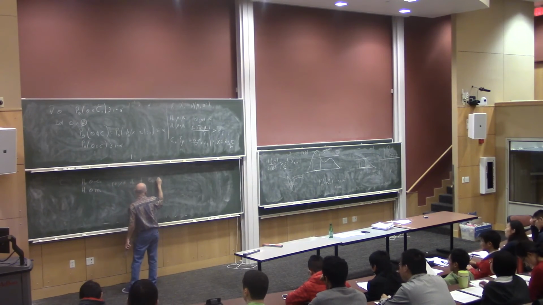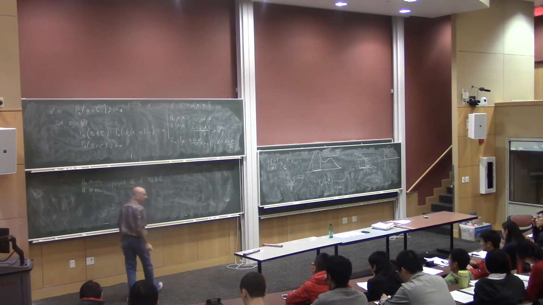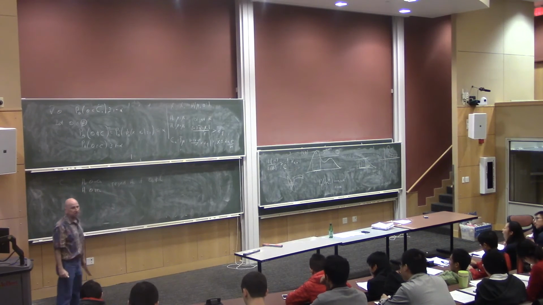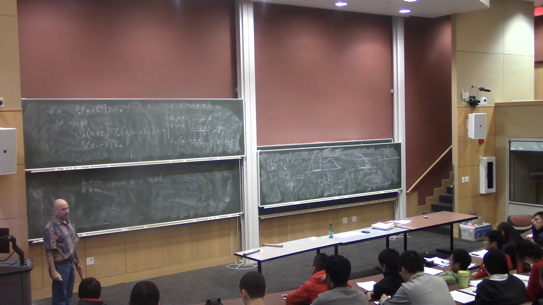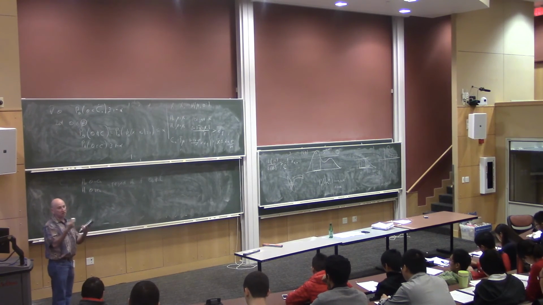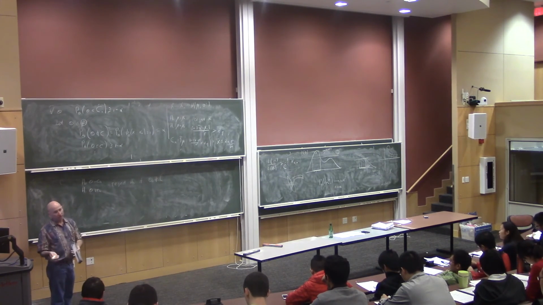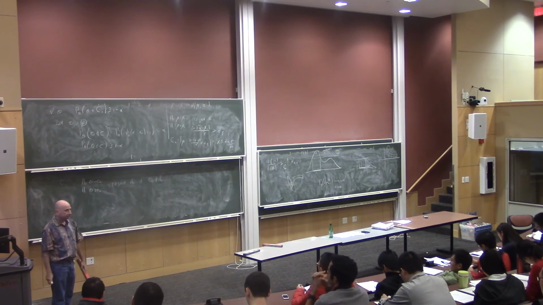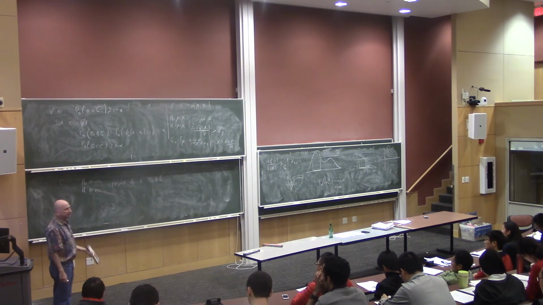If theta 0 is not in the confidence set, you can check that that gives you a size alpha test. So confidence intervals and tests are dual to each other. Once you have a test, you can construct a confidence interval. But if you start with a confidence interval, you can construct a test. And it's a very simple test.